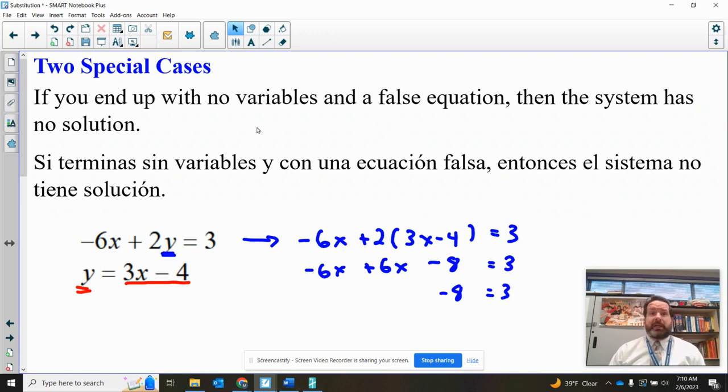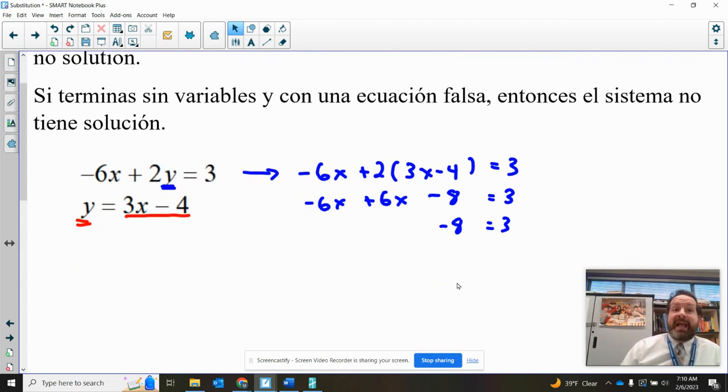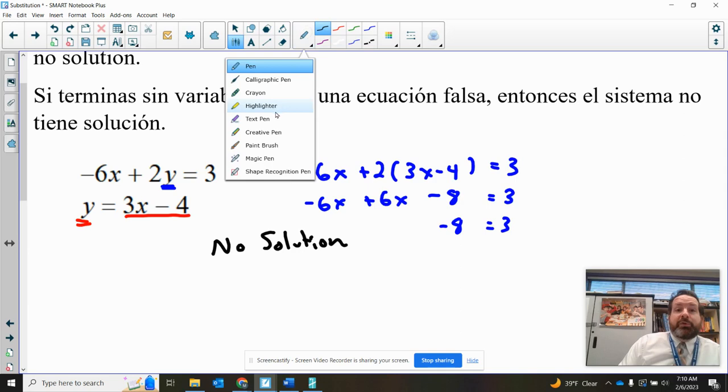If you're substituting and you end up with no variables, like we didn't have any x's or y's here, and a false equation, -8 is not equal to 3, that means the system has no solution. You should check it with a graph and see two lines that never cross each other.